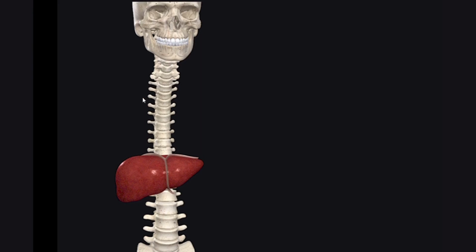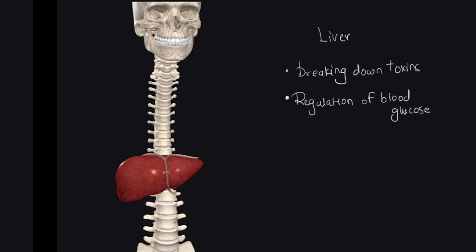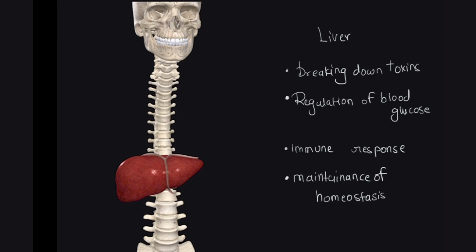All right, so let us look at the liver. The liver is very important for various functions. For example, we have the breaking down of toxins. It is also responsible for the regulation of blood glucose. It is also involved in the immune response, and then it is also useful for the maintenance of homeostasis.